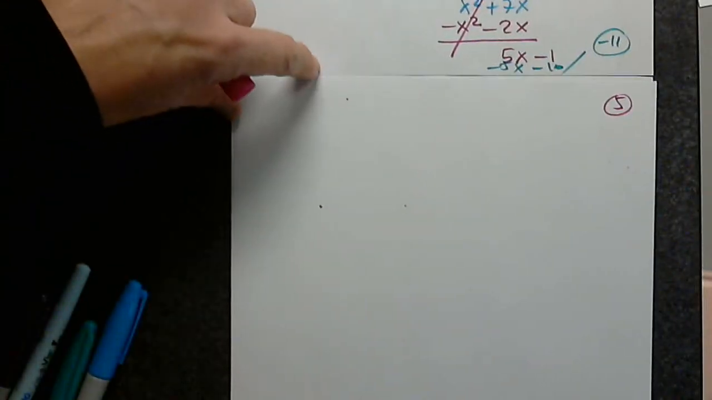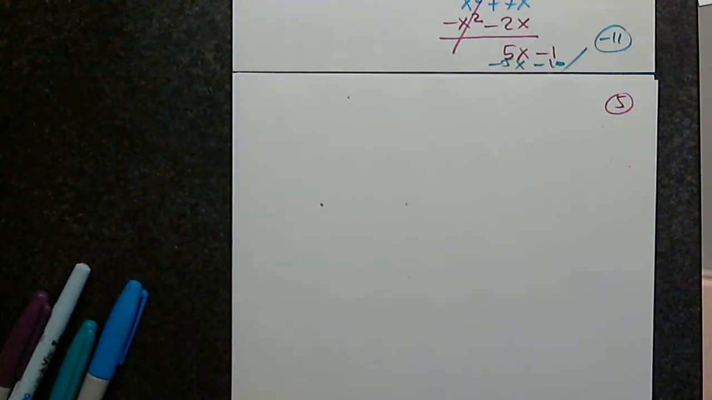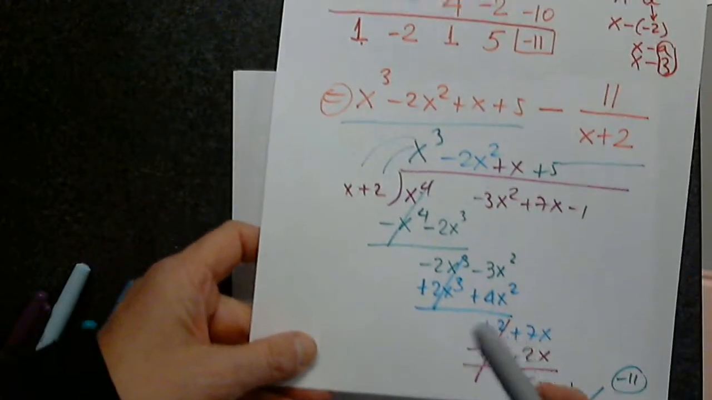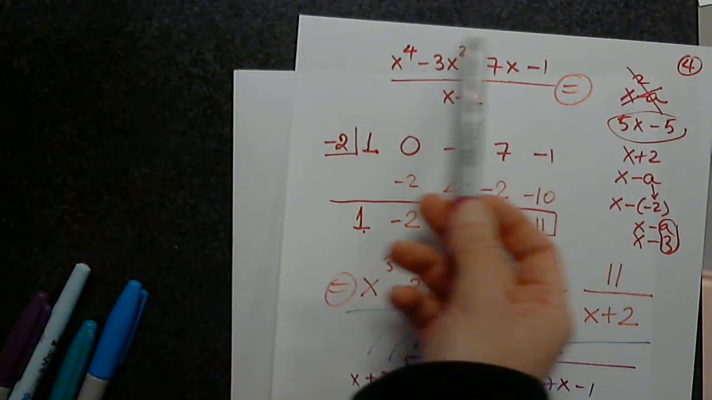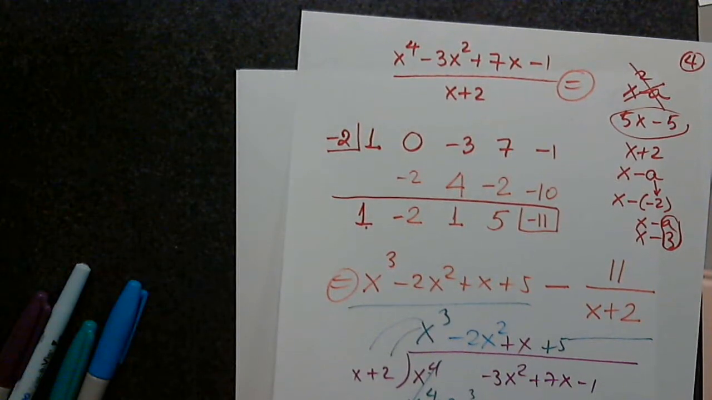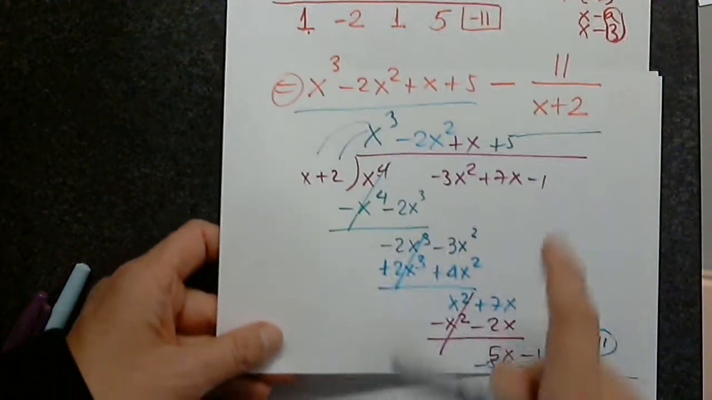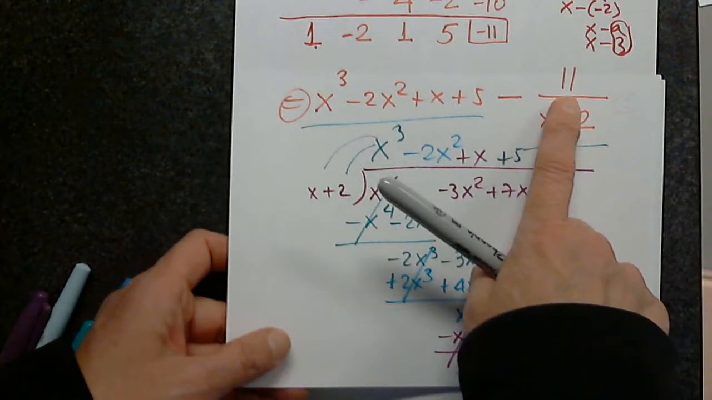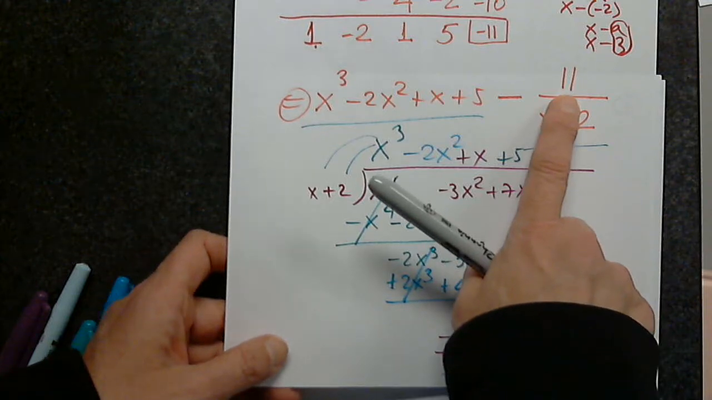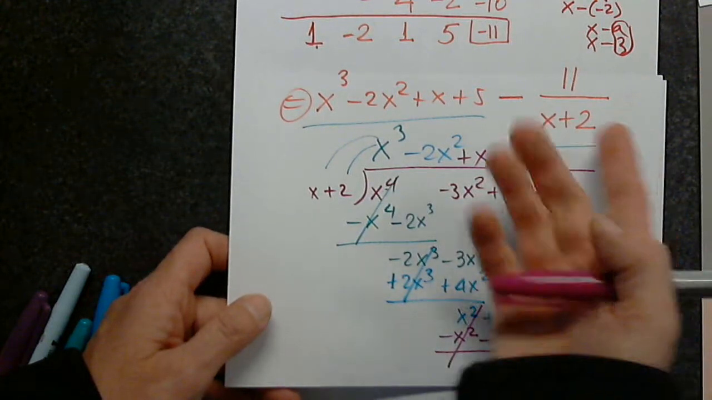So synthetic division is good, especially for trying to see whether the denominator is a factor. So that might be a question for you. Is x plus 2 a factor of the numerator? No. Why? Because there is a remainder. It will be a factor if the remainder were 0. But the remainder is not 0. So it cannot be a factor.